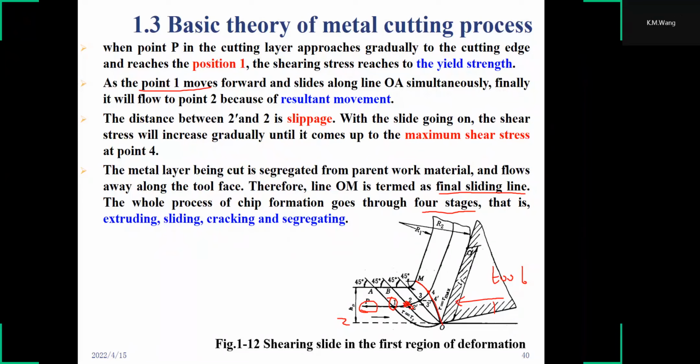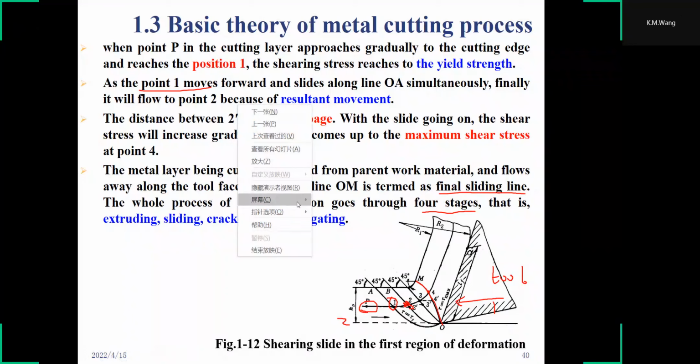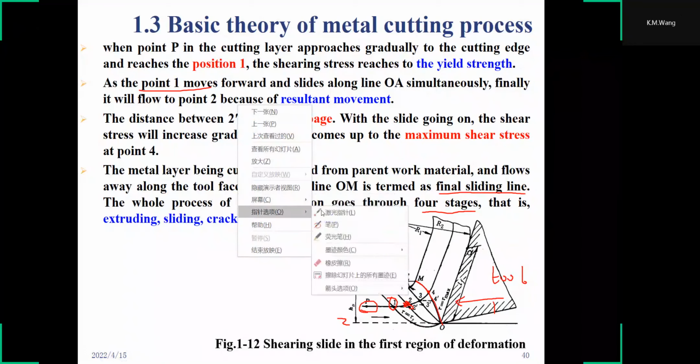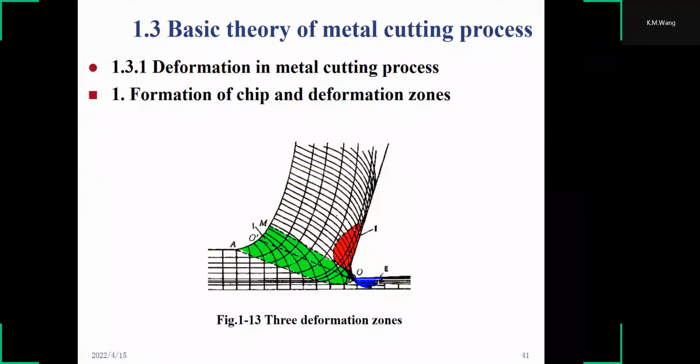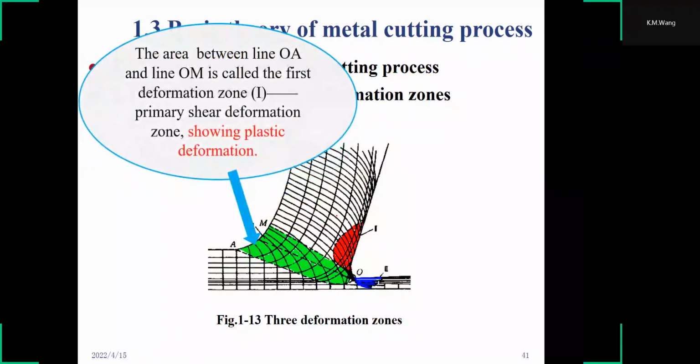Okay, last lesson we studied the shearing slide in the first region of deformation. This process includes four stages: loading, sliding, cracking, and segregating. Then we will study the three deformation zones.